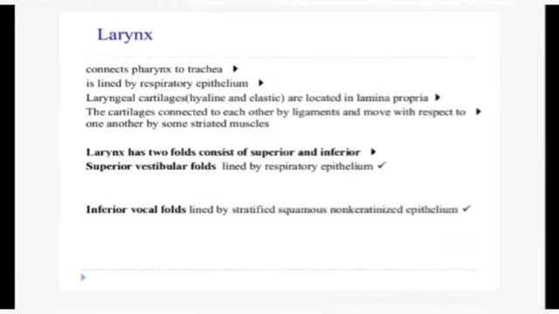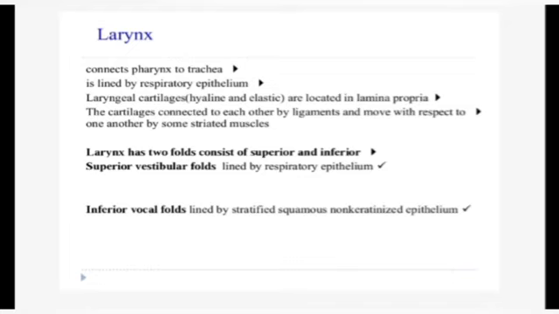Now the larynx. The larynx is also part of the conducting system of the respiratory system, and the laryngeal wall consists of the mucosa, intrinsic muscles, and cartilages. The mucosa comprises the epithelium and the lamina propria. The lining epithelium varies in different parts of the larynx.